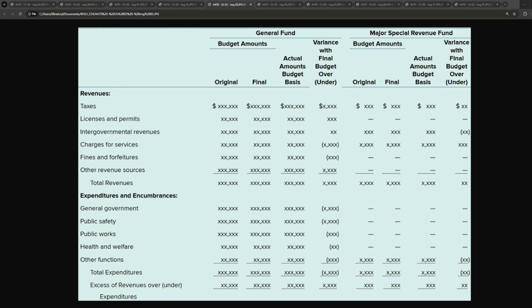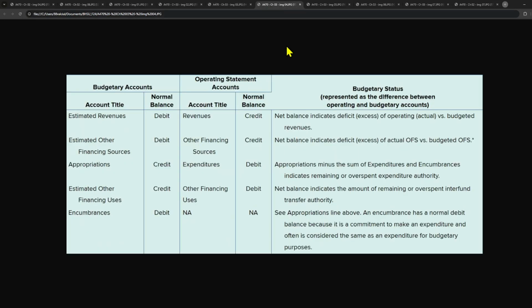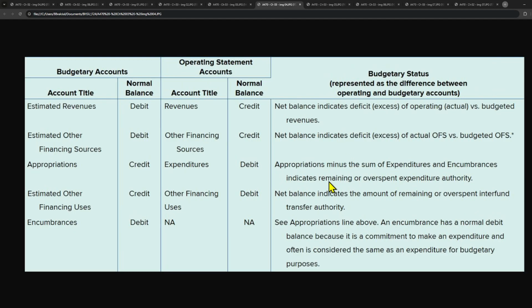Okay, so GASB requires that at a minimum the original and final budgets, which is what we have here, the actual inflows, outflows, or balances, and their variance, which is what we show here. Let's take a look at the outline of the budgetary accounts. So you can see here, the normal operating account for revenue is a credit. How we track it is an estimated revenue of a debit.